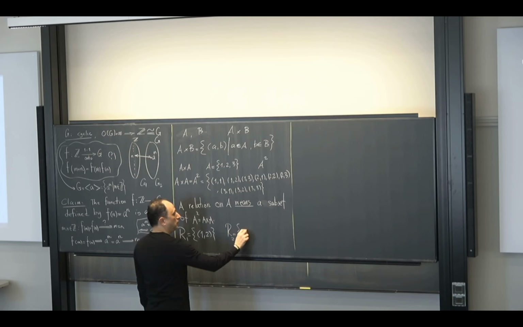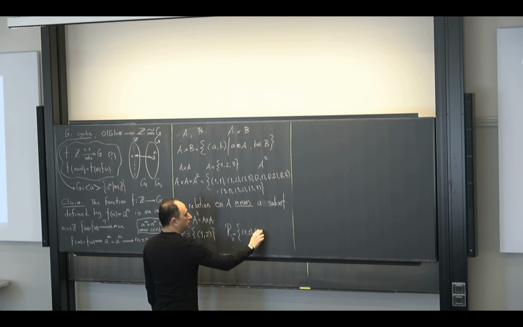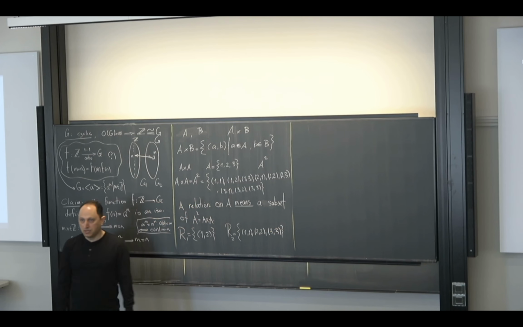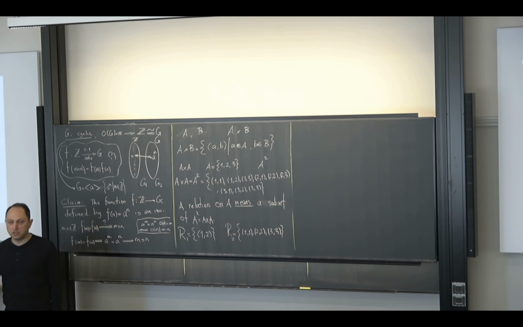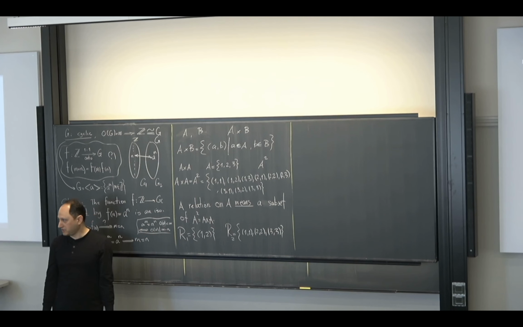I don't know, (1,1), (2,2), (3,3). Is this a relation? Yes. Okay, I have asked you, what is the smallest relation? Is it the empty set? Always the empty set. Yes, it's the empty set, because the empty set is a subset of every set. So the empty set is the smallest relation.